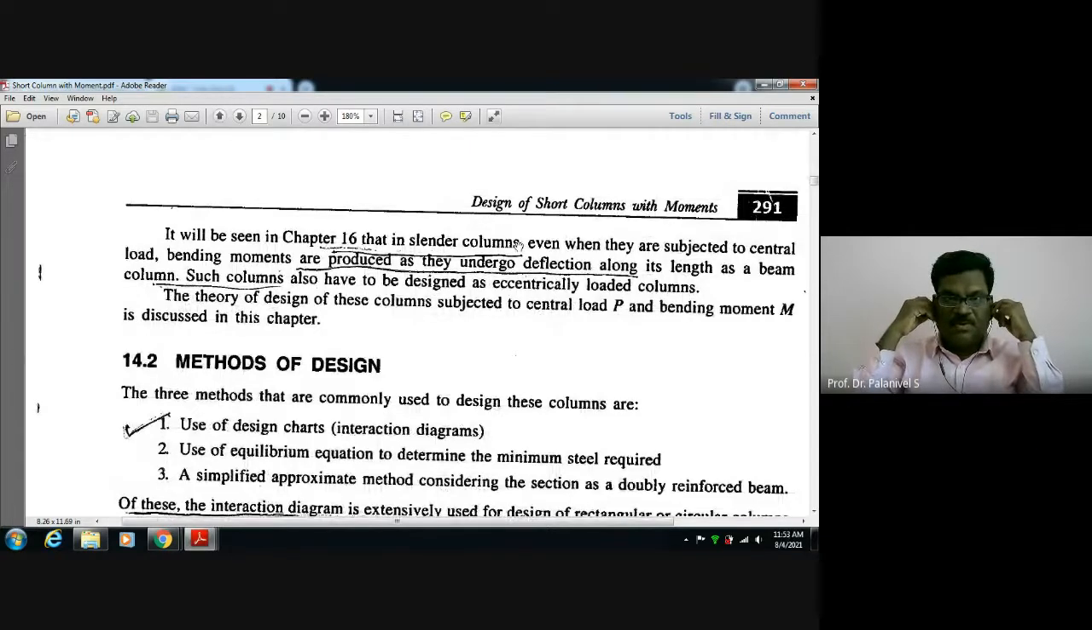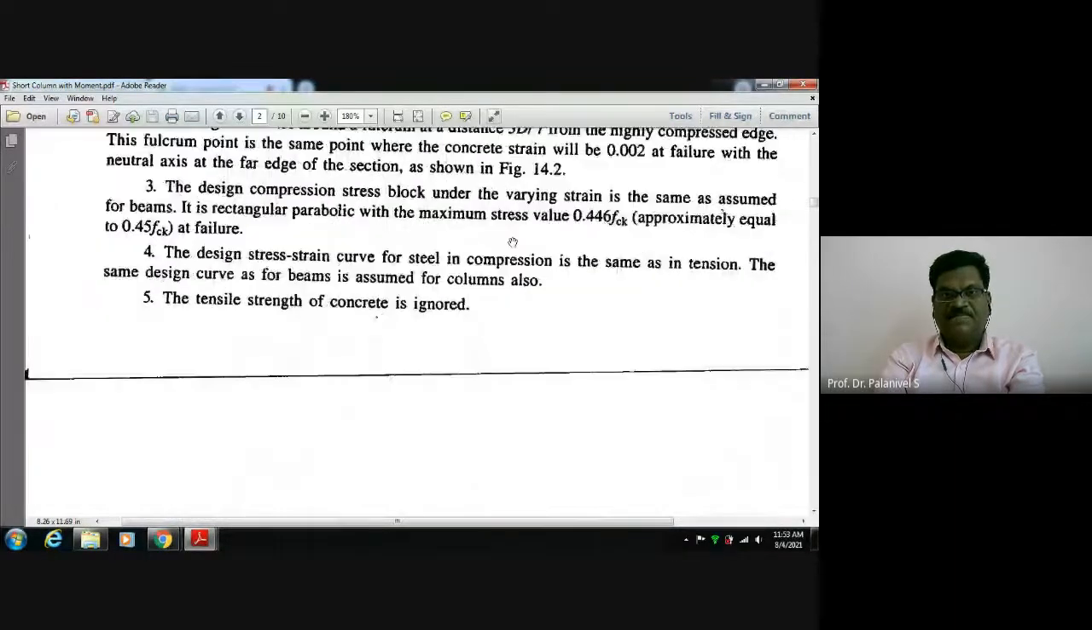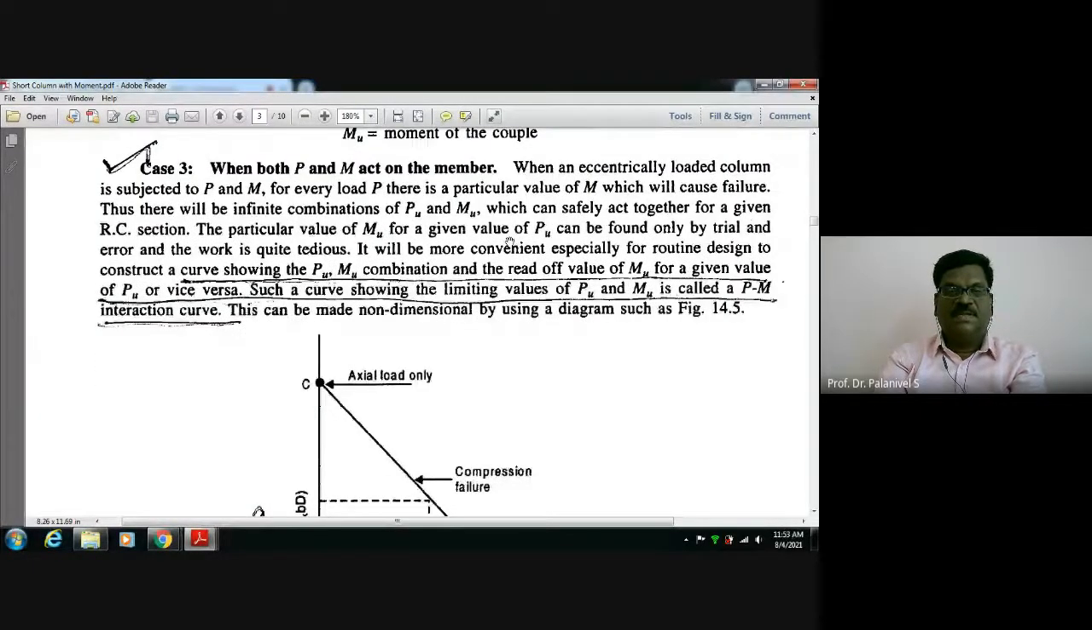Okay, so I told you the best method is the use of interaction diagrams to analyze or design such columns. We go for the interaction diagram. That is the widely used, extensively used method. I said I will tell you some introduction about this interaction diagram. That is called PM, that is axial load and bending moment. PM interaction curve.